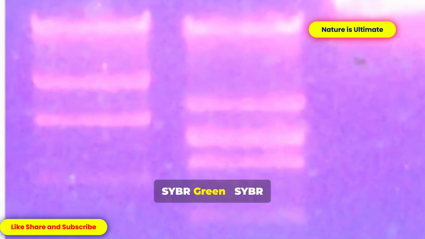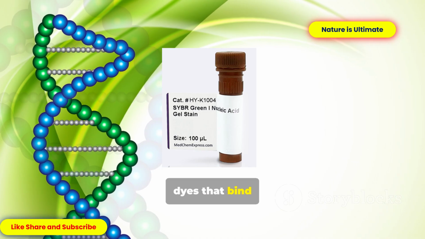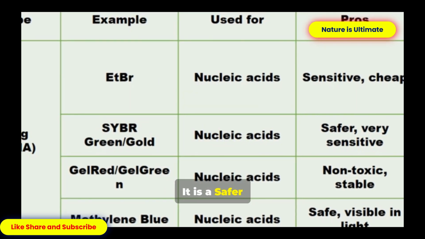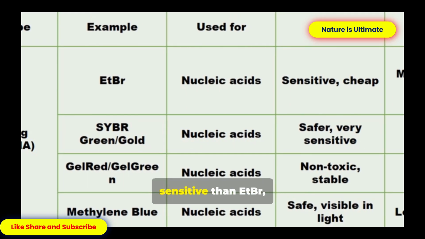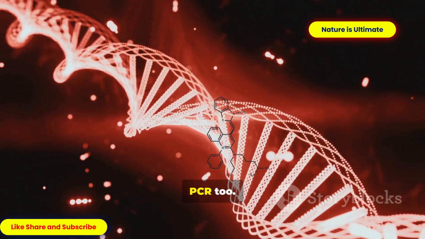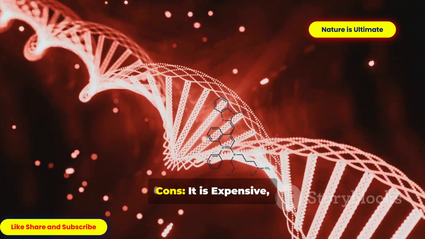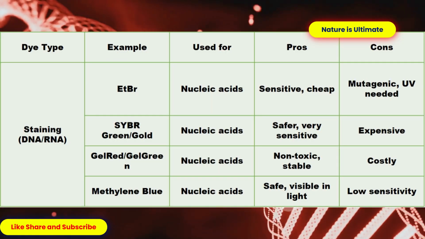Next, SYBR Green, SYBR Gold. Principle: it is a fluorescent dye that binds nucleic acids. It is a safer alternative to EtBr. Pros: it is more sensitive than EtBr, less toxic, safer to handle, works in real-time PCR too. Cons: it is expensive, photobleaching occurs with prolonged UV exposure.